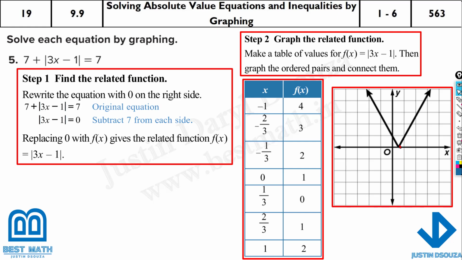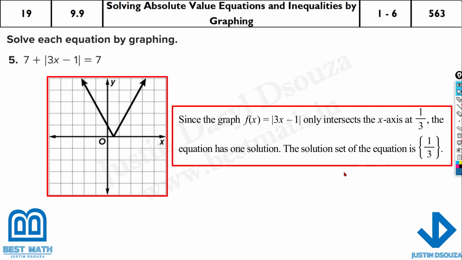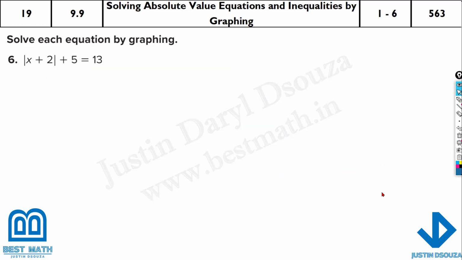Whenever this becomes alone, see, the 7 and 7 cancel, it's equal to 0. That means there will be only one solution. You won't have two. So here as well, you can see it only touches the x-axis one time. This is the solution. It's 1 third.